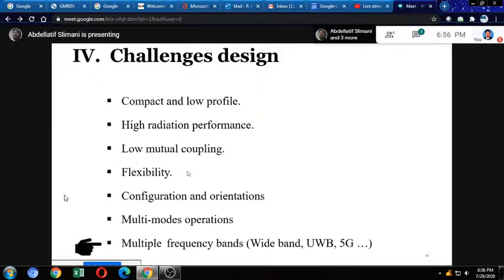Multiple frequency bands. For configuration, I talk about frequency, and for this last axis, I talk about multiple frequency bands. If I have array antennas that function for a lot of bands, it is better than array antennas that function for just one single band. For example, an array antenna that functions for wideband application, ultra wideband application, and 5G application is better than an array antenna that functions for just one single band.